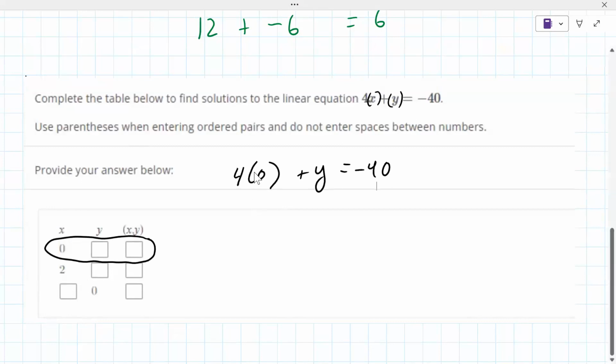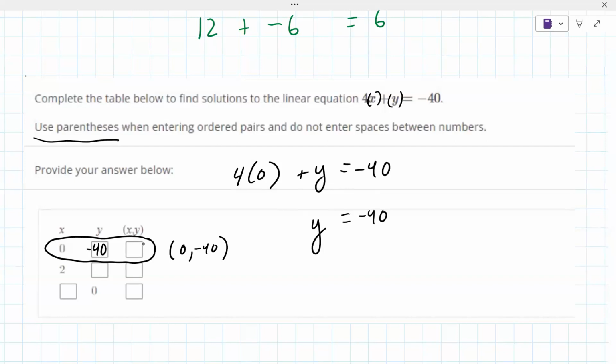What is 4 times 0? 0. Plus Y. So anything plus 0 is just itself. So Y is -40. And then this last box here is just asking to put it in as an ordered pair. So I guess you have to write 0 comma -40 in parentheses. It does say to use parentheses when entering, and no spaces between numbers. Is that okay? Yes.